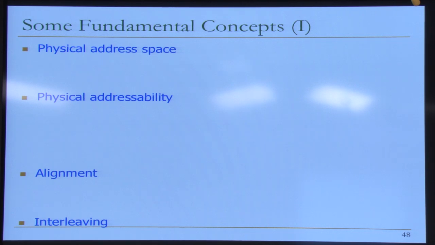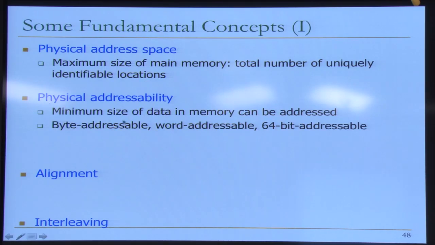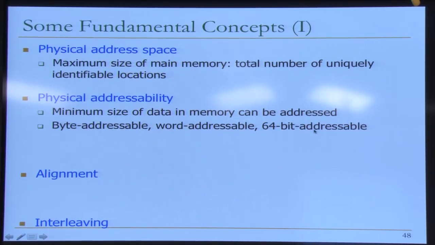Let's cover some fundamental concepts. You already know many of these. But physical address space, this is the maximum size of main memory, right? Total number of uniquely identifiable locations. It's different from virtual address space that we've covered. Physical addressability, this is the minimum size of data in memory that can be addressed. Right? You could have byte addressable memory, word addressable memory, 64-bit addressable memory.